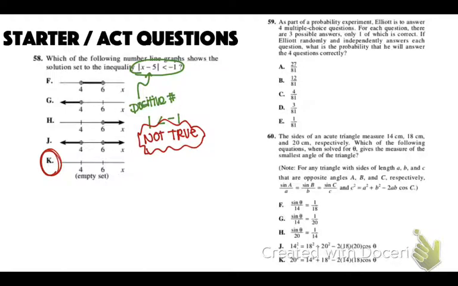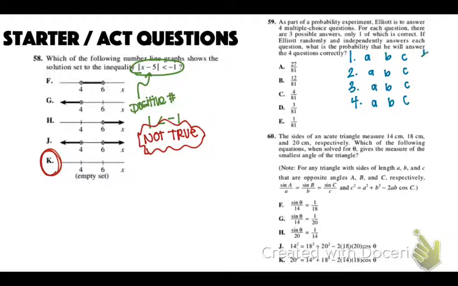This one, as part of a probability experiment, Elliot is to answer 4 multiple choice questions. So we have 1, 2, 3, and 4. For each of the questions, there are 3 possibilities. So we'd say we have A, B, and C for each of these, and only one of them is correct. If Elliot randomly and independently answers each of the questions, what is the probability he will answer all 4 questions correctly?